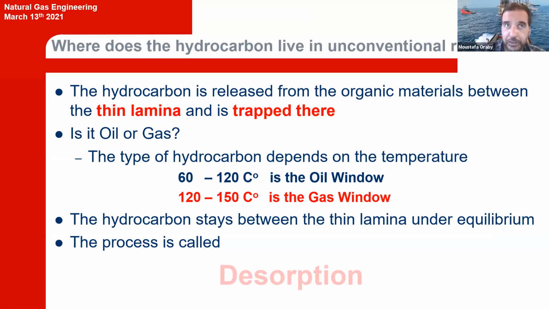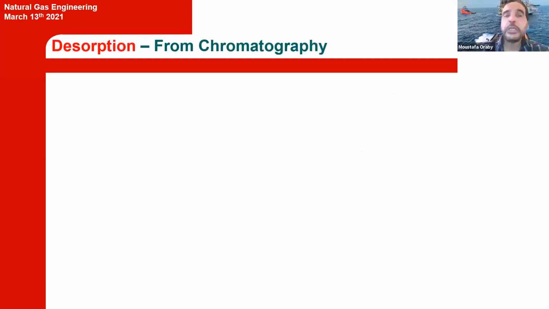If it didn't leave, it's still there. If it left, it will propagate up because of the gravity. Then it lives in the reservoir and gets trapped. So the process is called desorption. Let's understand a little bit the desorption. It's from chromatography, the chemical analysis of the kerogen.